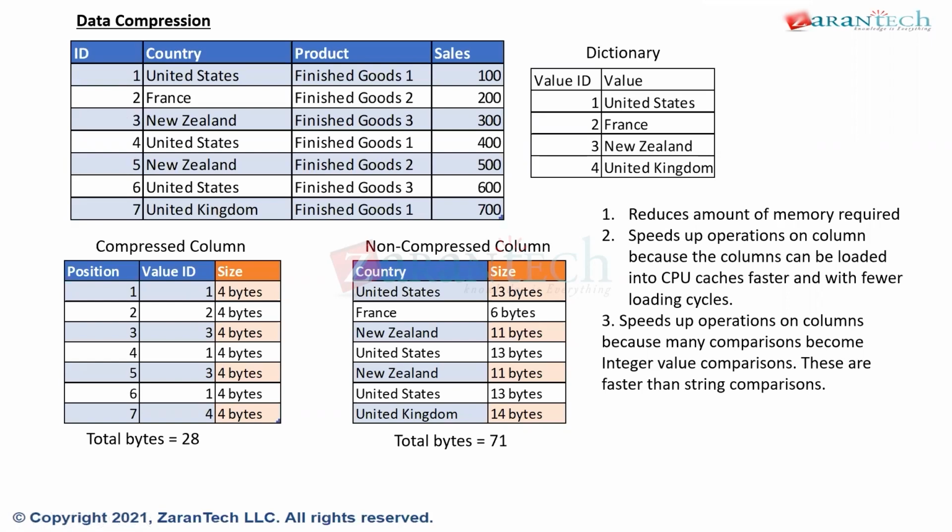For each table, we would store some millions of records every day across all the modules. Then you can imagine the huge reduction in the data footprint. It saves a lot of database storage here. So first thing, it reduces the amount of memory required, and it speeds up the operations on the columns, because the columns can be loaded into the CPU caches faster and with fewer loading cycles. It also speeds up the operations on the columns because of comparison on the integer value. Now it stores the values as integers rather than strings, right? So the value comparison is much faster than the string comparison.